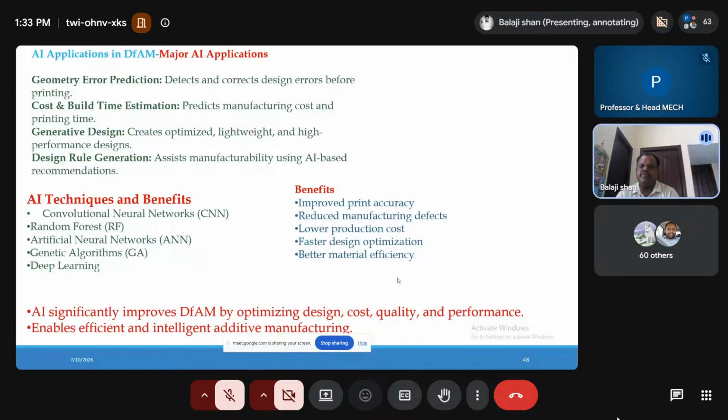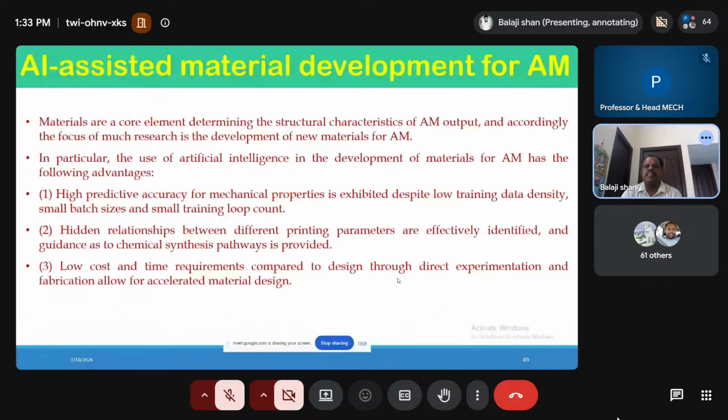So AI significantly improves the design for additive manufacturing by optimizing the design, cost, quality, and performance. It enables efficient and intelligent additive manufacturing for real-time applications. And the next one is AI assisted material development.